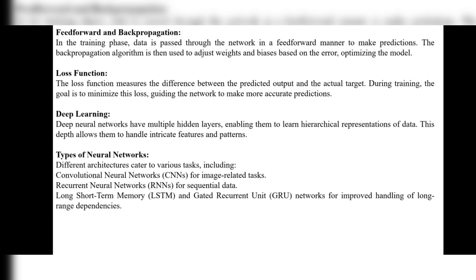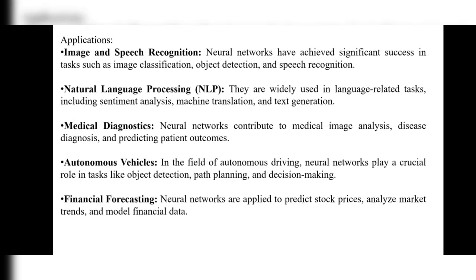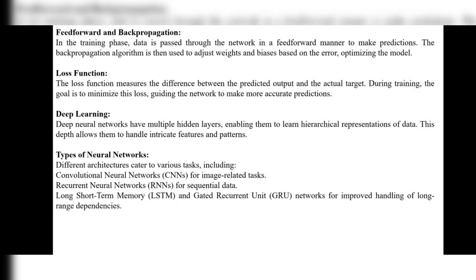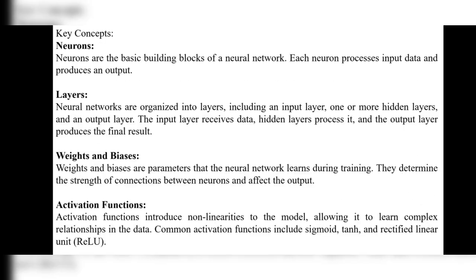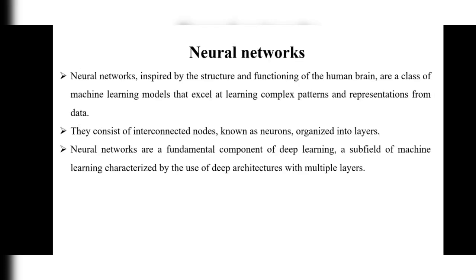What are the types of neural networks here? Different architectures cater to various tasks, including convolutional neural networks, CNNs. CNNs are for image related tasks, and recurrent neural networks for sequential data, long short term memory and gated recurrent unit networks for improved handling of long range dependencies. These are the key concepts of neural networks.